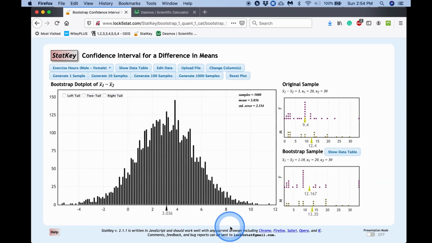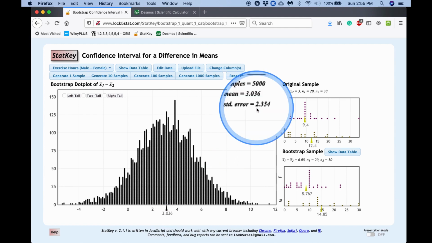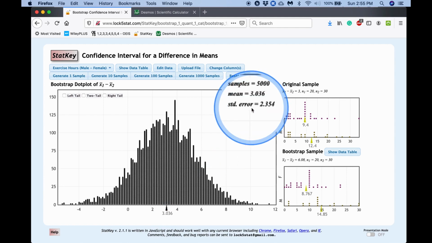And after generating 5,000 of these, we can see that the dot plot is centered, as it should be, on that 3, right? That's our best estimate. It's centered on our best estimate. The thing that we really want, of course, is the standard error. And we should write this down and take this with us. The standard error is 2.354.